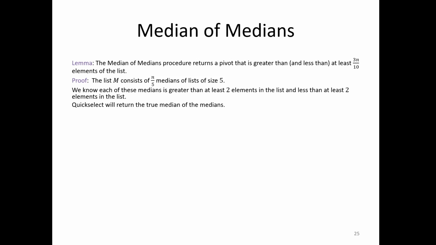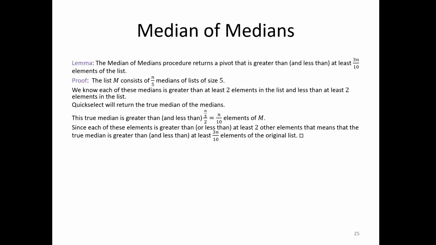We know that Quickselect, when we make our Quickselect call, will return the true median of medians. So we now pass the list M into Quickselect and ask for the median. So we know there's no error there. It gives us the correct one. So this true median of medians must be greater than, and again, less than, n over 5 over 2, or n over 10 elements of M.